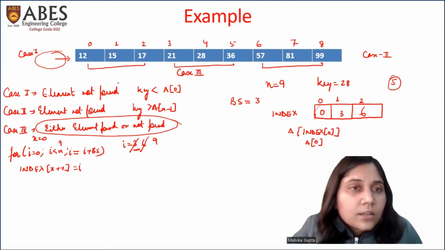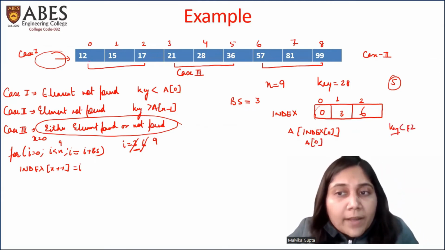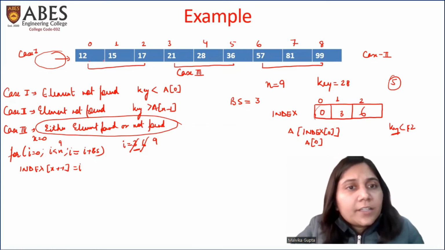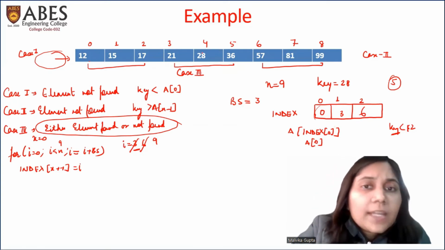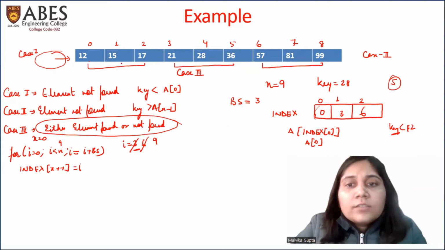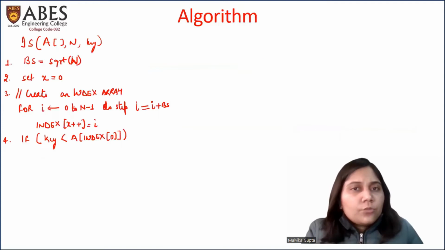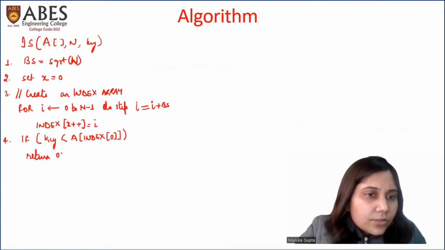A of 0 means 12. So if you compare now, key is less than 12. My key is 5 and 12, so 5 is less than 12. My first value is in sorted order, so it means there will be no value which is going to be less than this value. So in this case, we will directly write element not found. Because we are going to use the concept of a function, what I am writing here is return 0.